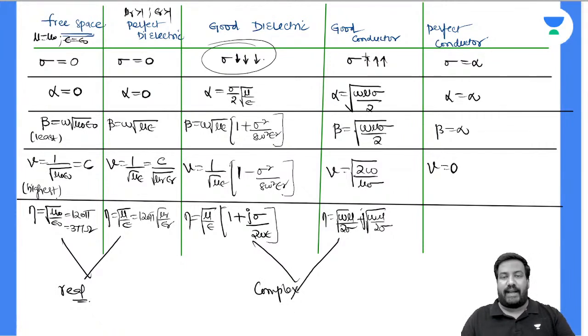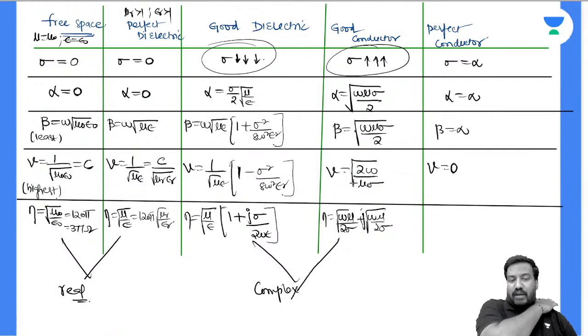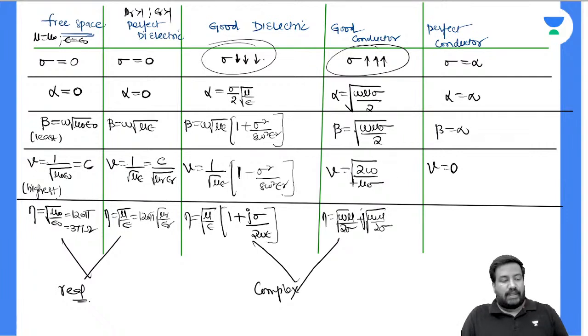Whenever there is a little conductivity present in the medium, it leads to reactance. The intrinsic impedance or the surface impedance will carry a reactance value, therefore impedance will become complex in nature, having an imaginary term. For a perfect conductor, as a wave cannot propagate, eta will become 0.